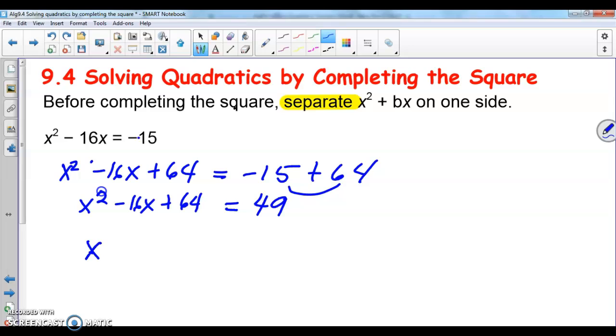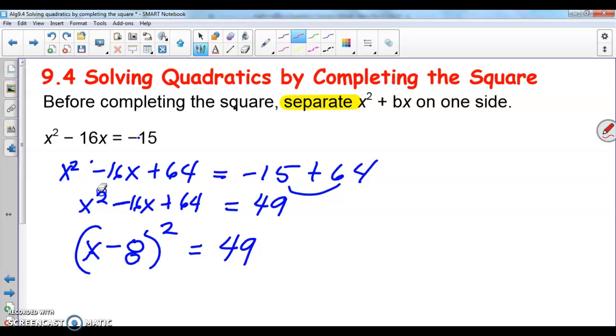Remember, to factor, it's x and then plus or minus, but since the sign of negative 16 here is negative, then we're going to use negative here. So x minus, and then you write the half number that you got earlier, which was 8, and then square it. So x minus 8 squared is equal to 49.